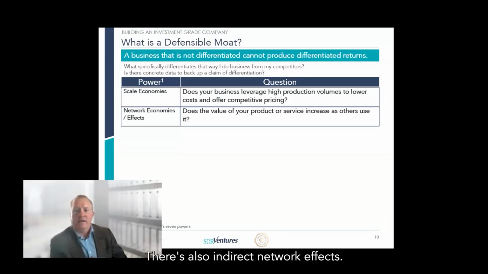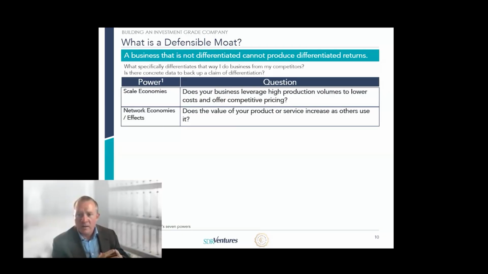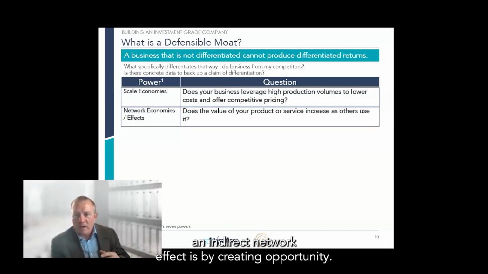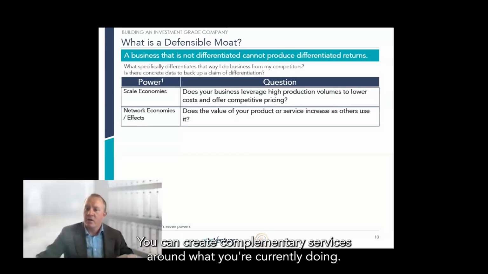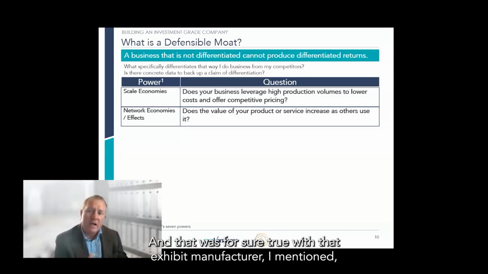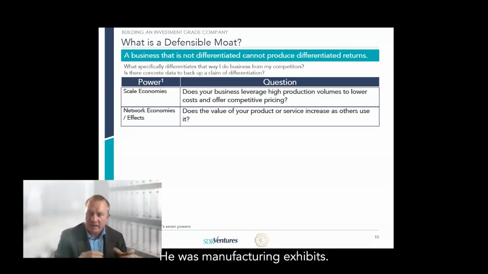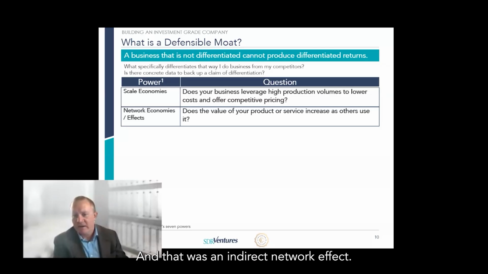There's also indirect network effects. And again, that's similar to what we talked about before, where by having one opportunity, you can create complementary services around what you're currently doing that creates a network effect, makes it easier for you to do those other services. And that was for sure true with that exhibit manufacturer I mentioned. He was manufacturing exhibits, and then he realized, hey, I can help my customers store those exhibits. And that was an indirect network effect.